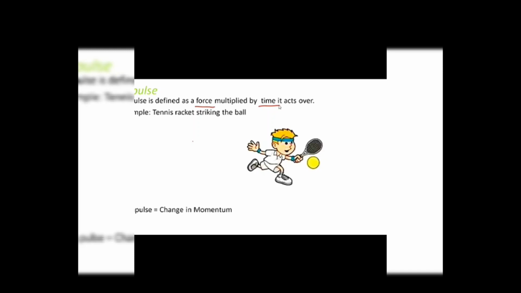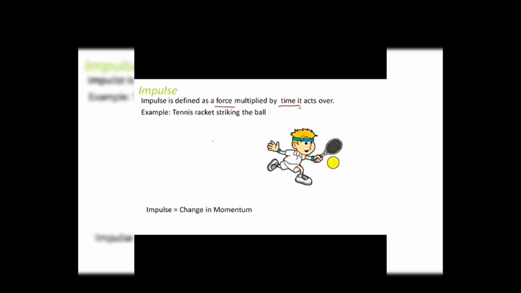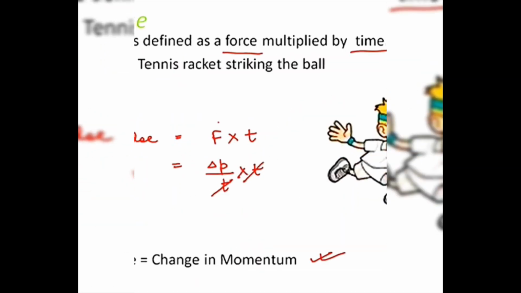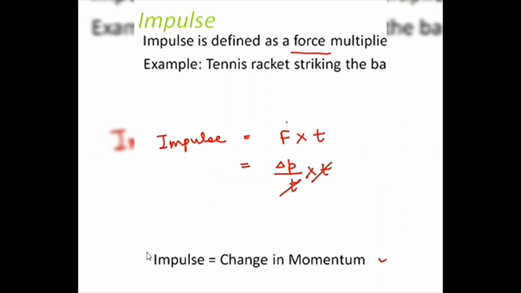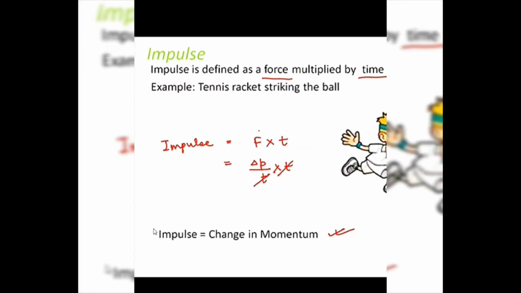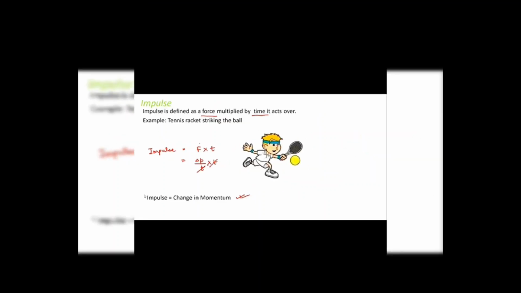So impulse is also written as change in momentum. Now why do we write that? Because as per the definition of impulse, it is force into time. But now what is force? From Newton's second law, force is the rate of change of momentum. That is, force is delta p by t. So time will get cancelled and you will get impulse is equal to change in momentum, delta p, right? So impulse is equal to change in momentum.